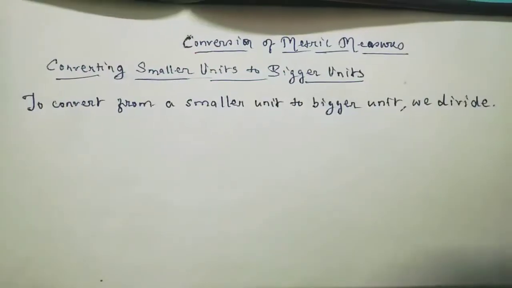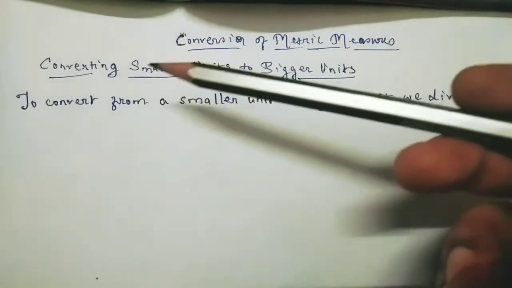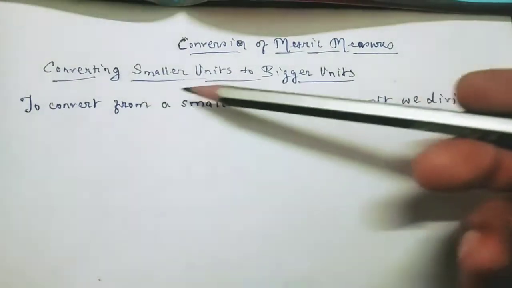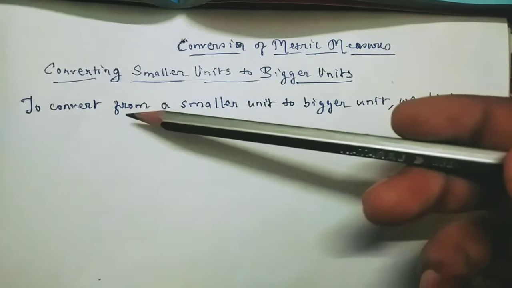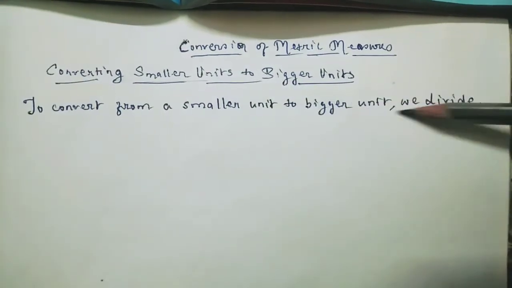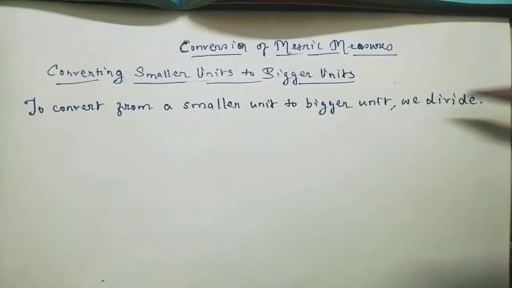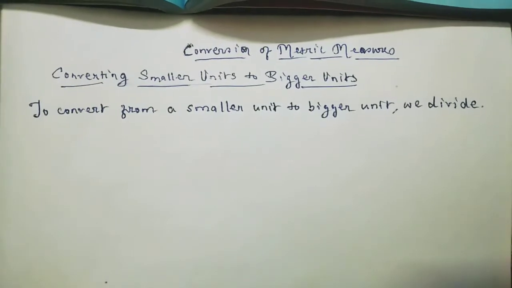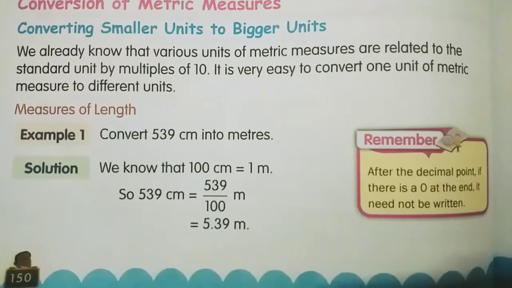Okay. So write this in your notebook. This is the very important point. To convert from a smaller unit to bigger unit, we divide. So this is the first rule. Okay. Let's start the examples given in the book.